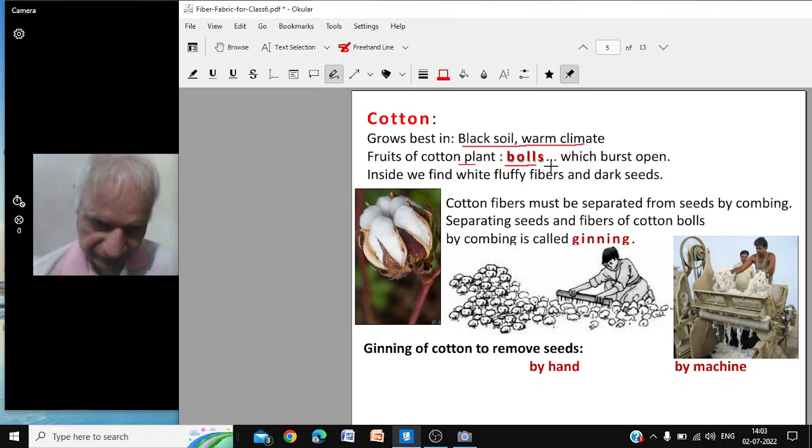Now these fruits of cotton plants will burst open. And when they burst open, what will you see? White fluffy fibers and dark or black seeds. Now you have to remove the seeds. Separating the seeds from cotton fibers is called ginning. Ginning of cotton to remove seeds can be done by hand or by machine, but ginning means to remove seeds from the fluffy cotton fibers.